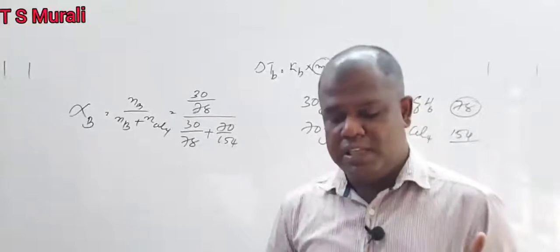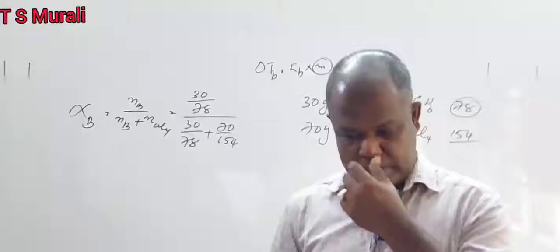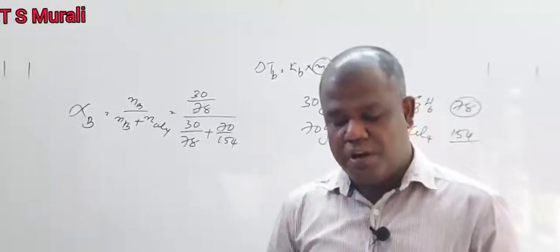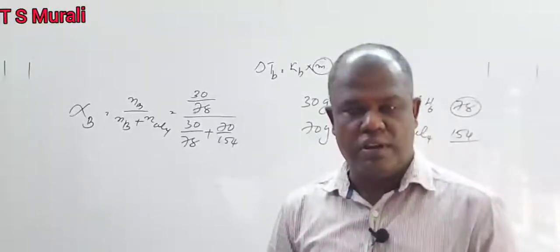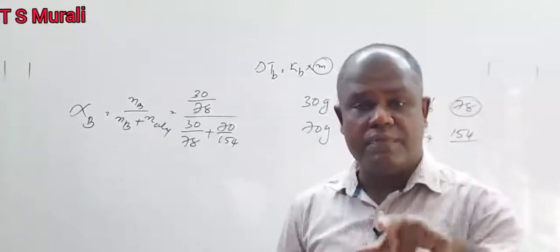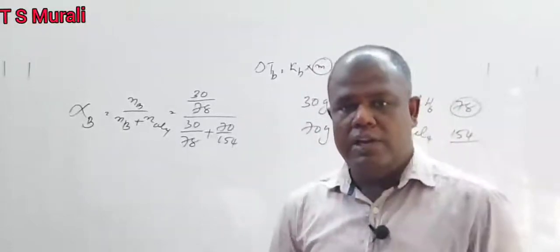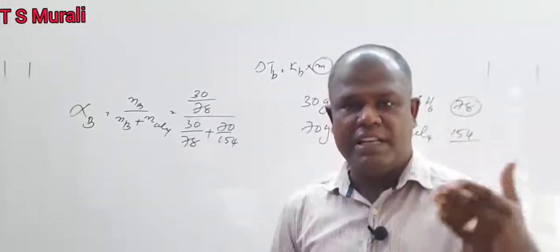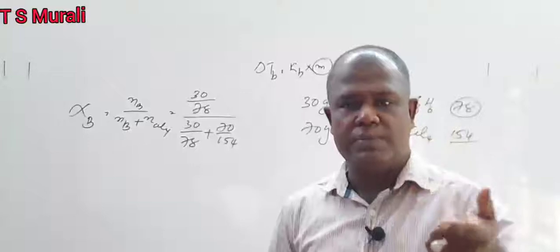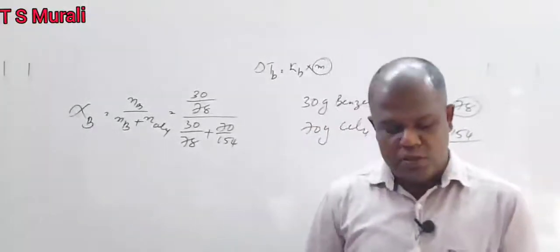Kb equals R Tb squared m1 divided by 1000 delta H vaporization. That is also correct. Number 3: Kb is a characteristic property of the solvent. Kb depends on the solvent, because in the second option there is m1, which represents the molecular mass of the solvent. I use MA because in my class I explain solvent as A and solute as B, but in your NCERT it is solvent 1, solute 2. So all of these are correct.